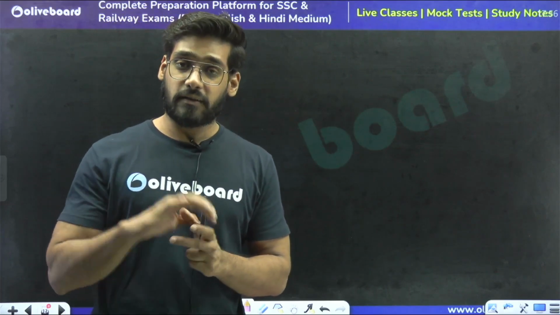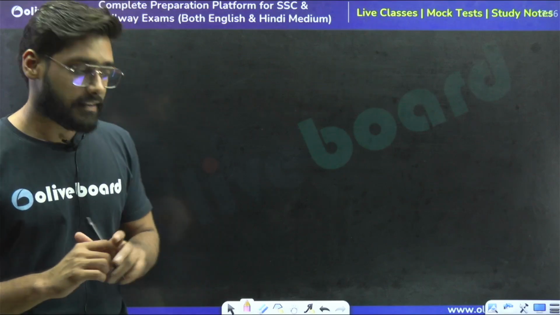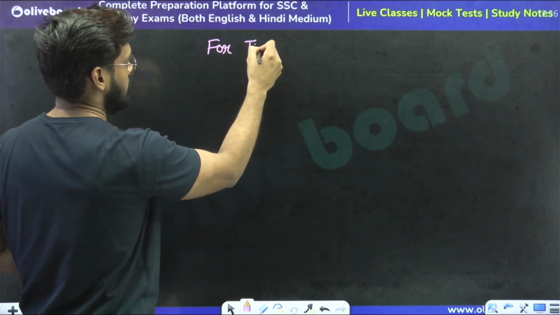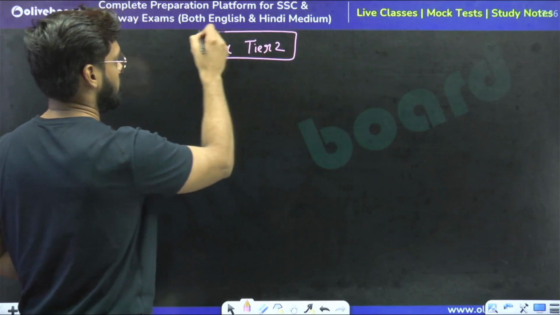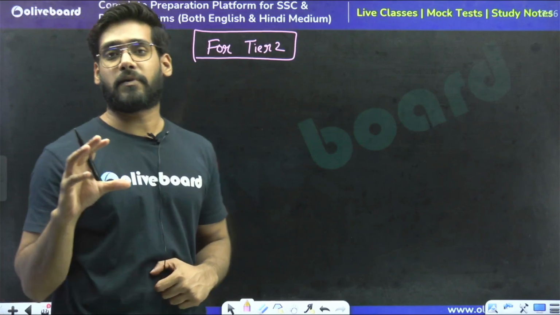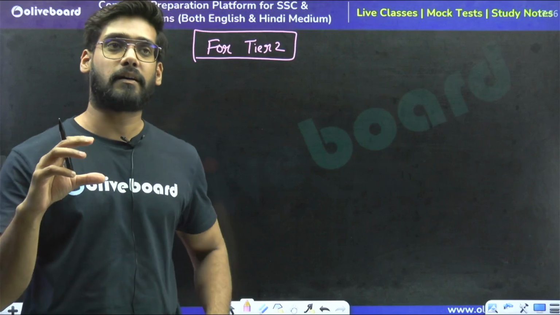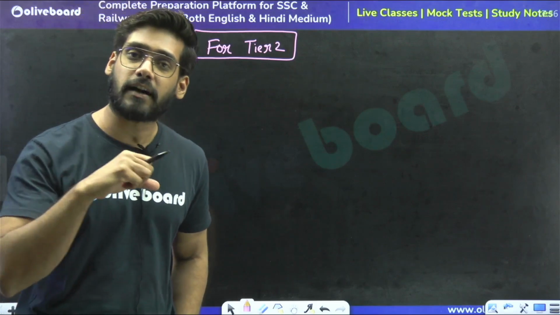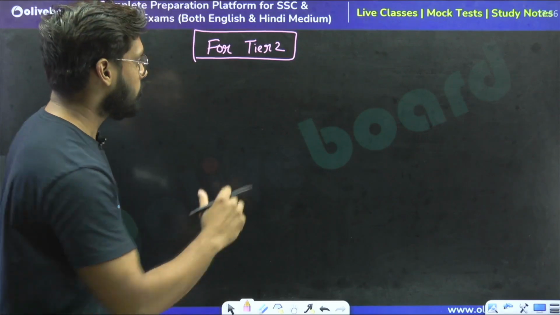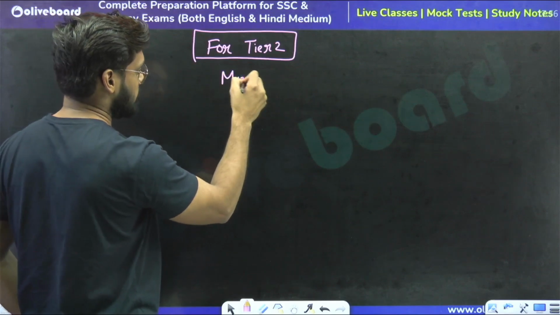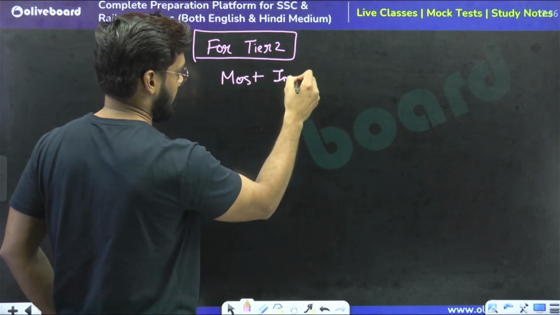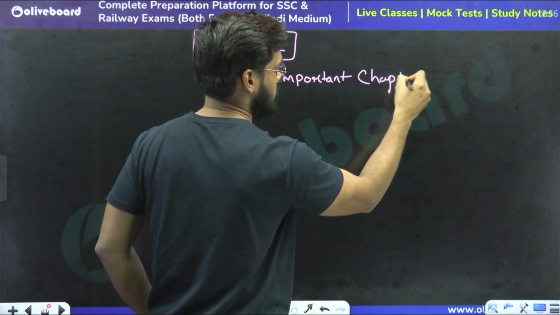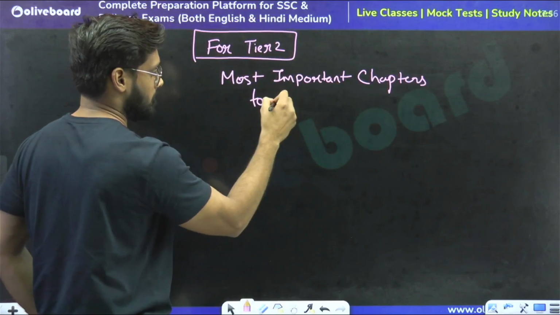Second thing, now what about the weightage? There are two tiers. For tier 2, there are some important chapters which we need to focus on most. These chapters are the most confusing and the most difficult ones which students find. For tier 2, the most important chapters to work on.